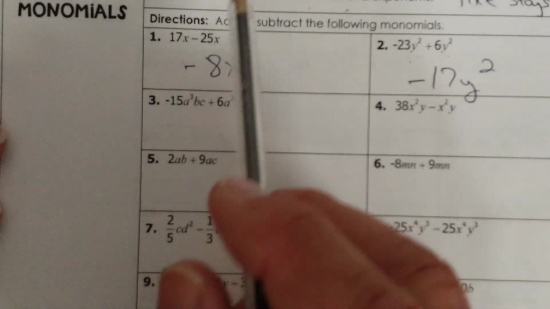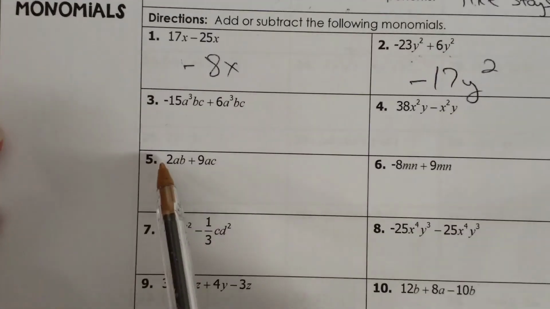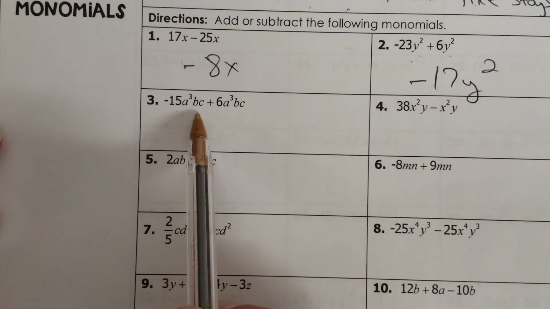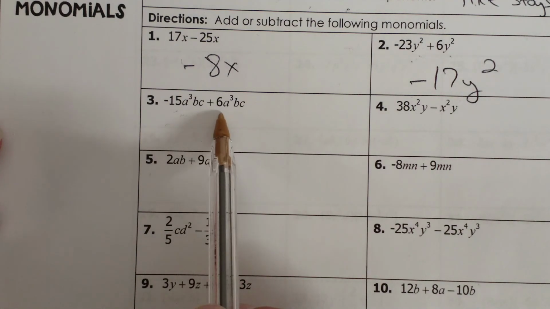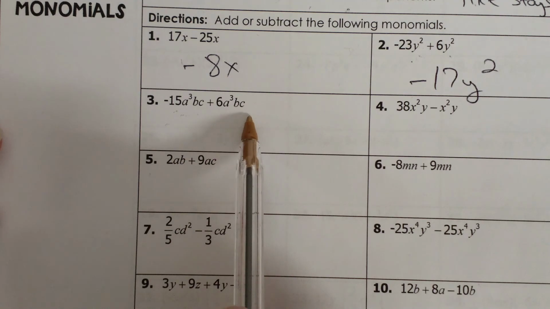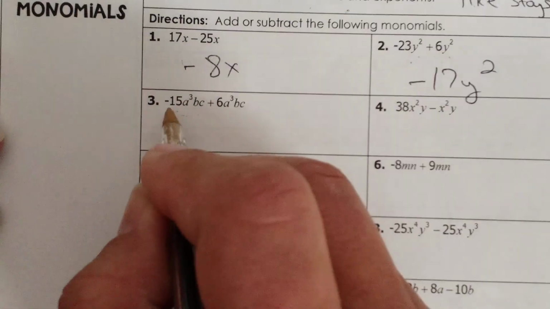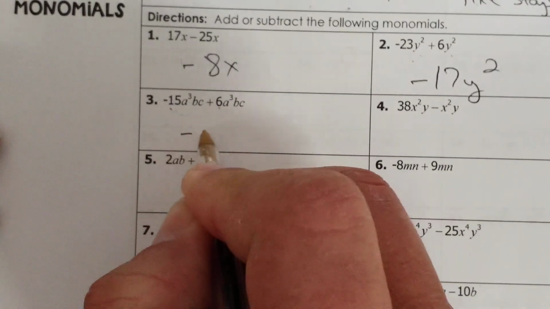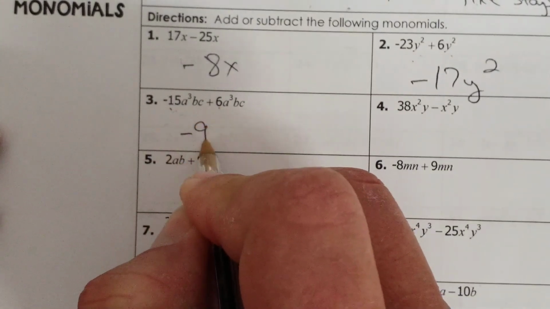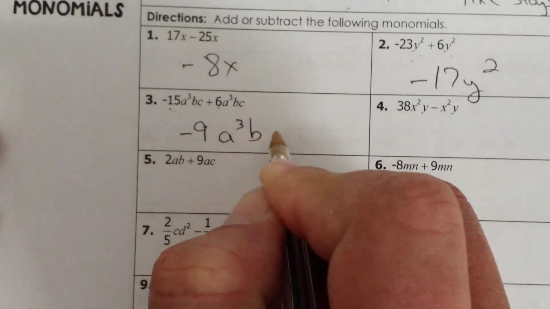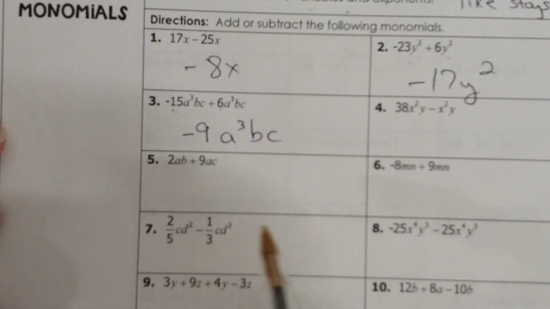For example, this one says negative 15a to the third bc plus 6a to the third bc. They are identical variables and exponents, so I can add these together. So I just add the coefficients, negative 15 and 6 make negative 9, and everything else stays just like it is. Okay.